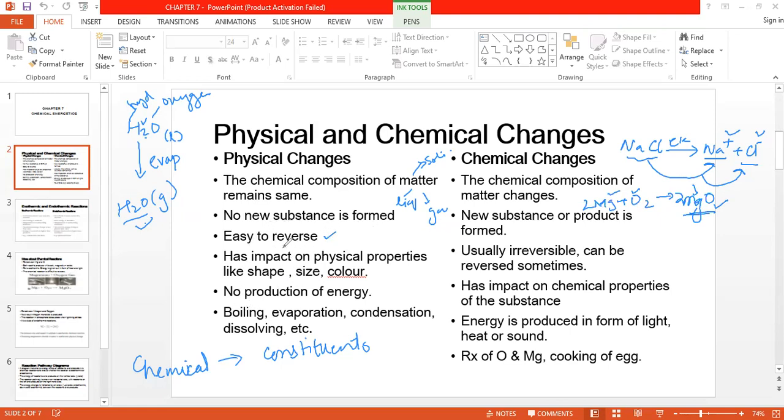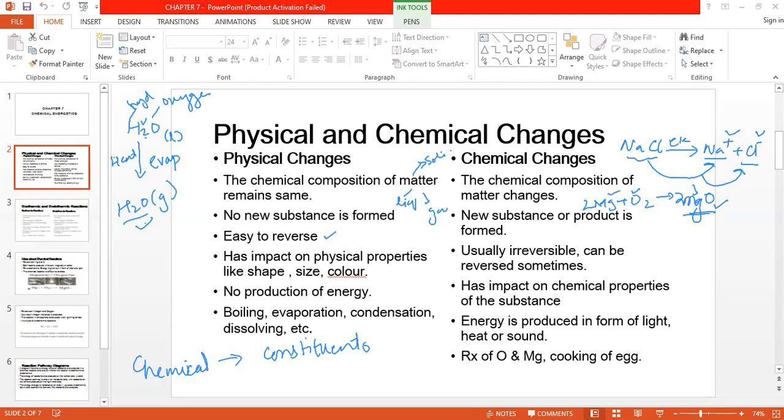Third, physical changes can easily be reversed. For example, take an evaporation process in which heat is added to convert water into a gas state. Similarly, if we eliminate the heat from the water vapors, they will convert back into liquid water. So such changes can be easily reversed. You don't need to apply a lot of energy to reverse it.